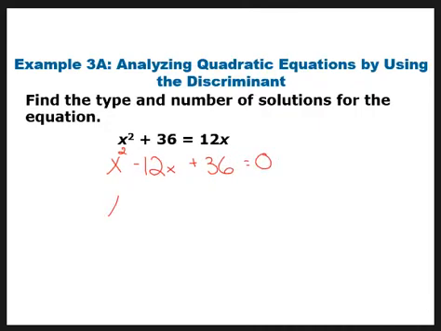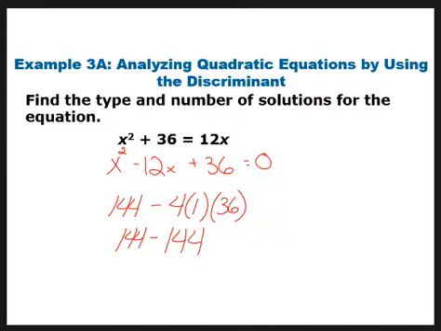Now, b squared is going to be 144 minus 4 times a times c. Alright, so essentially 144 minus whatever 4 times 36 is, which is 144. Alright, so 144 minus 144 is 0. Alright, because I got 0, that means I am going to have 1 real number solution. That is all these questions are asking for. You don't have to solve anything. You just have to say how many solutions and what type they are going to be. So in this case, 1 real number solution.